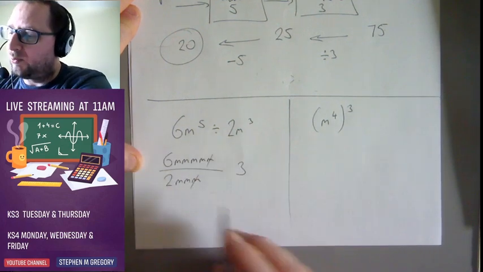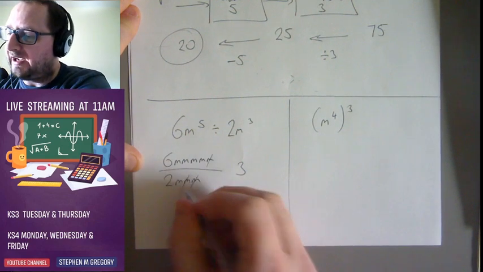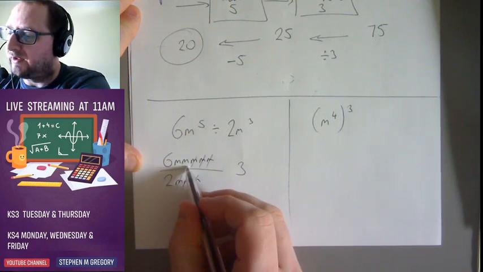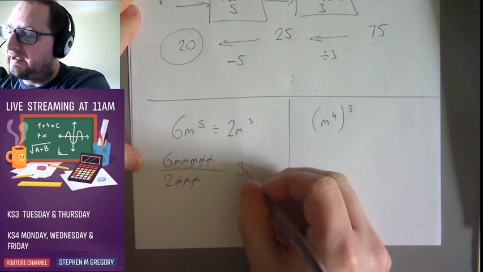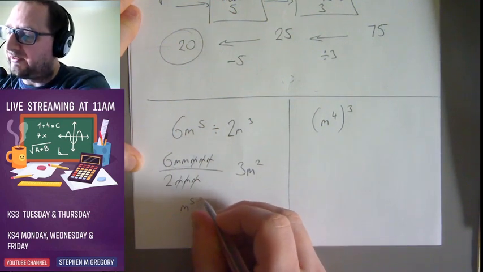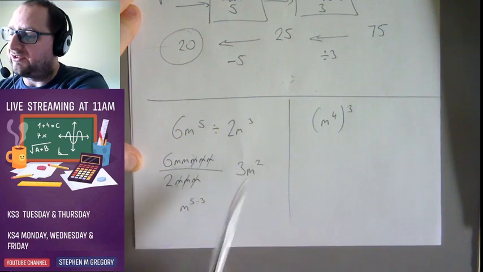M goes into M once, leaving you with one lot of this. M goes into M once, leaving you one lot of this. And M goes into M once, leaving you one lot of this. And of course, M times M is M squared. Again, if you know your laws of indices, the subtract has worked again to generate that M to the power of 2.